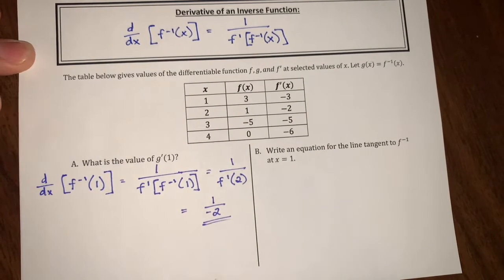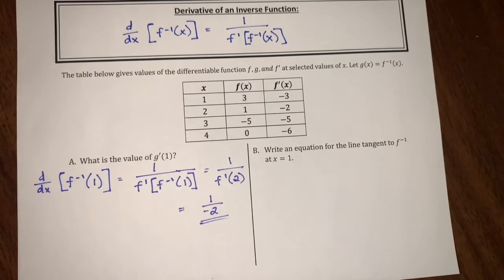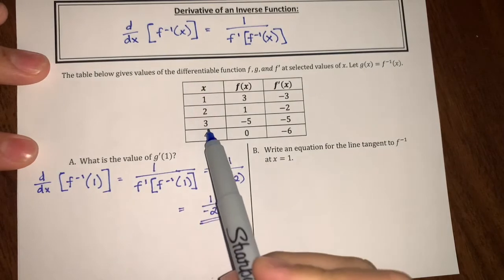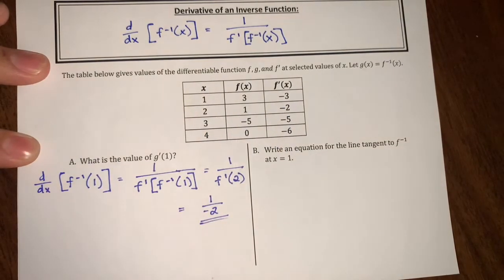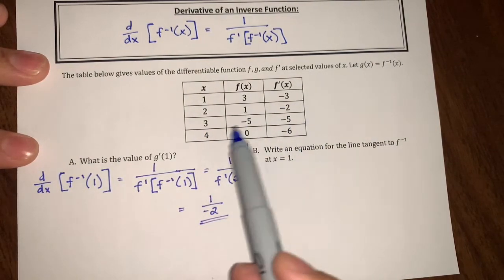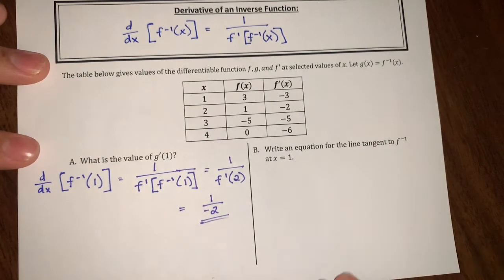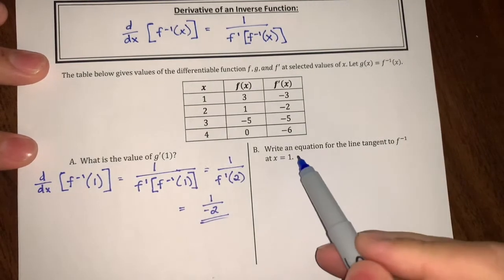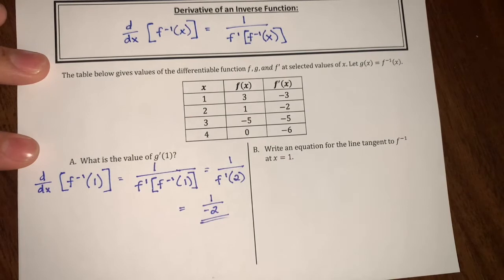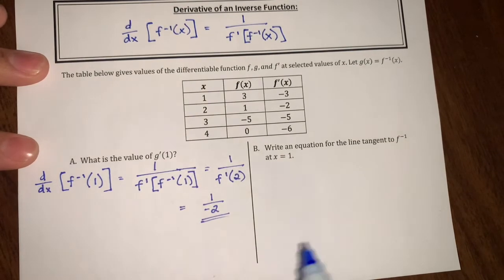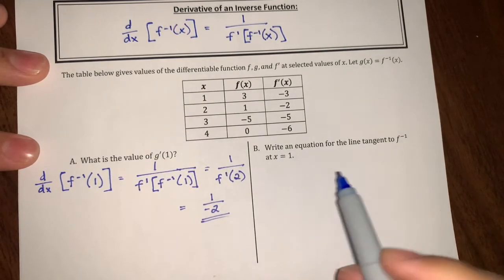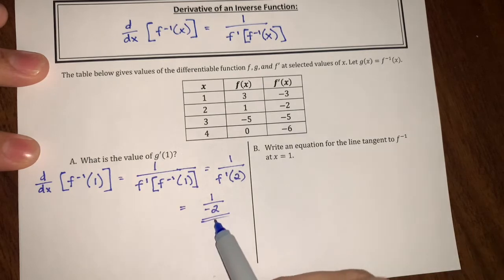I hope this isn't a little weird for you guys, because our standard convention is to look at the column of x's first and see what values correspond to that. We have to work a little bit backwards, but with enough practice, you should be okay with this. Now this one says write an equation for the line tangent to f inverse at x equals 1. Well, good thing we already found the slope.